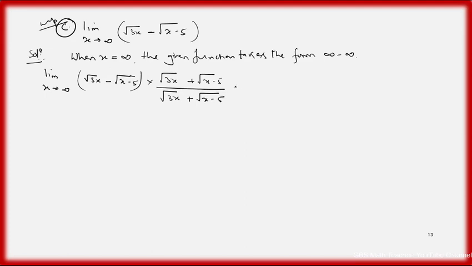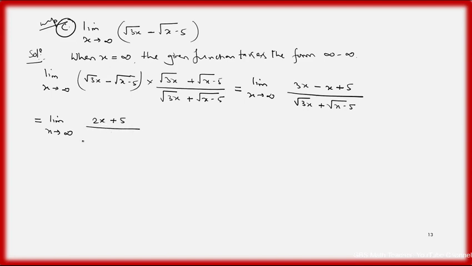Let's see. Limit x tends to infinity. The product of this is 3x minus x plus 5. Many times I repeated about the product. And then the denominator is root 3x plus root x minus 5. Limit x tends to infinity, 3x minus x is 2x plus 5, over root 3x plus root x minus 5.